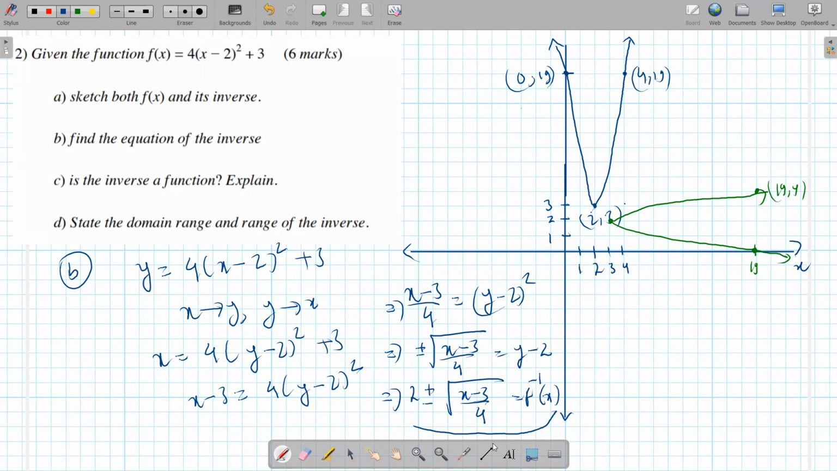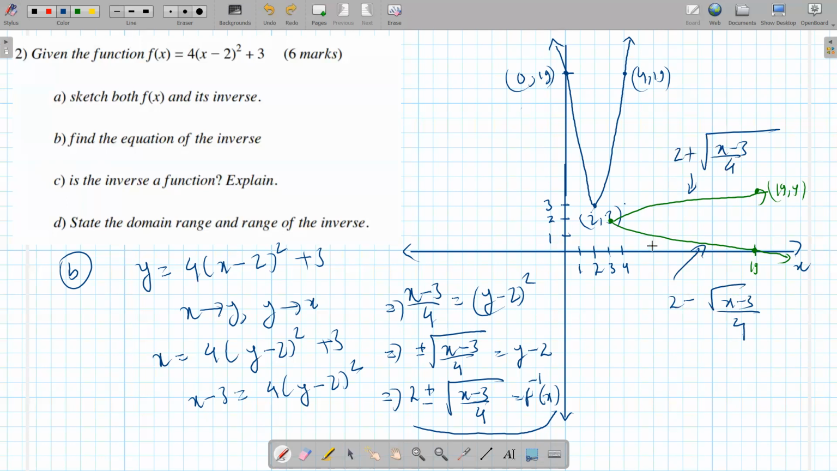Okay, that was part B. So that's the equation. You see 2 plus the root of x minus 3 over 4, and this bottom one is 2 minus the root of x minus 3 over 4. And that one's not a function. So part C: is the inverse a function? Now it's going to fail the vertical line test, right? So it is not a function.